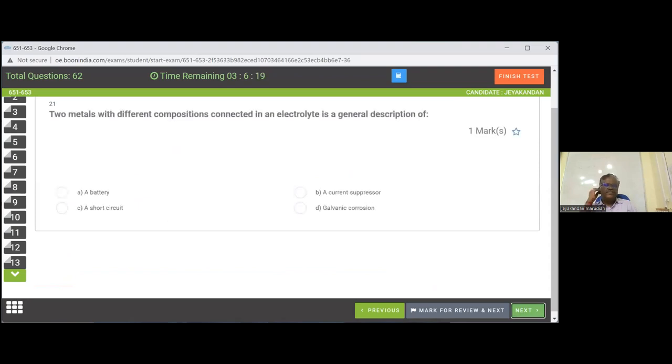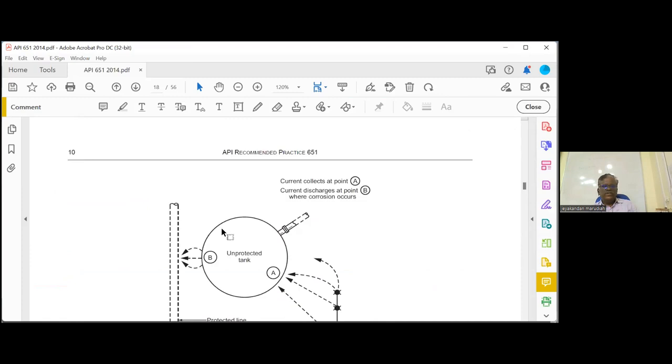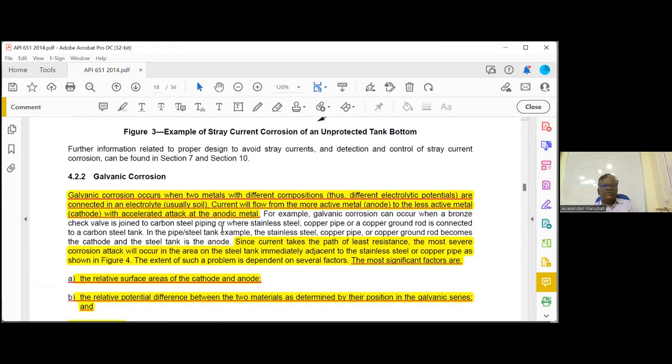Next, metals with different composition connected in an electrolyte is a general galvanic corrosion. So where is it given? Next. So when two metals are connected with the electrolyte, no.